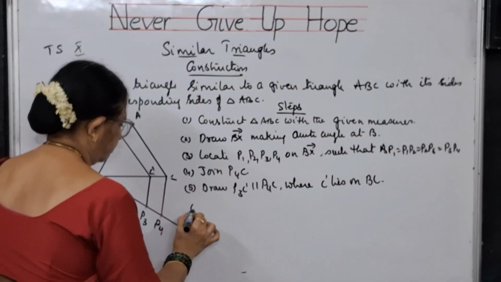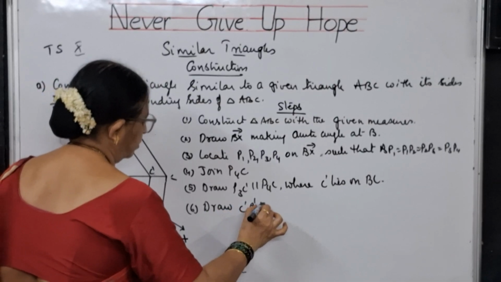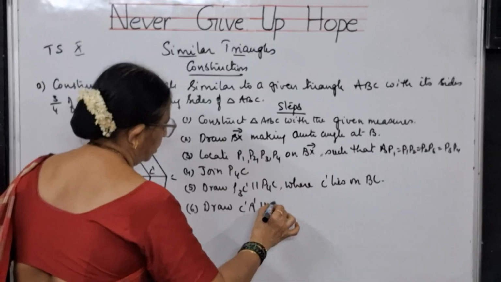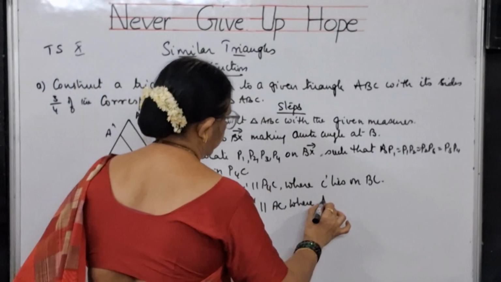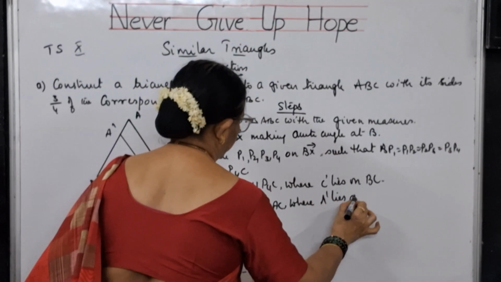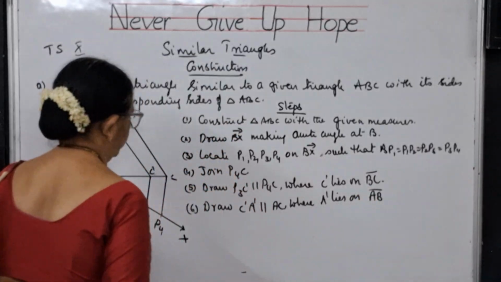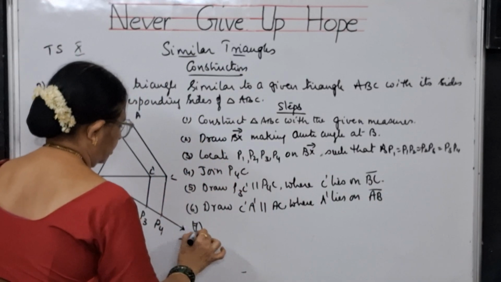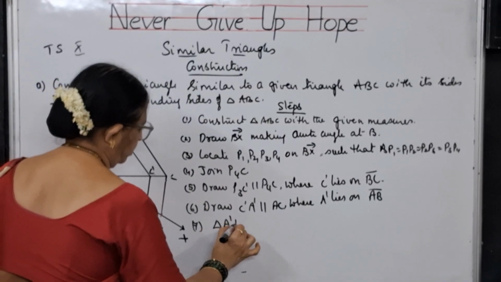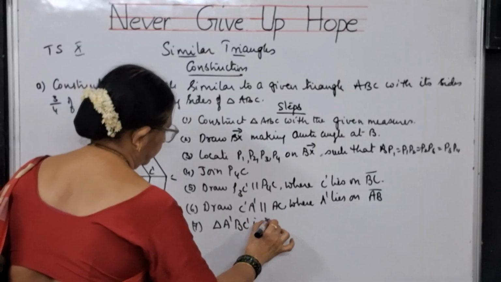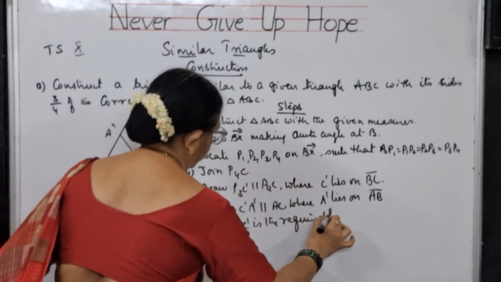Next, draw C dash A dash parallel to AC, where A dash lies on AB. So BC, AB. Then the seventh point is triangle A dash B C dash is the required triangle.